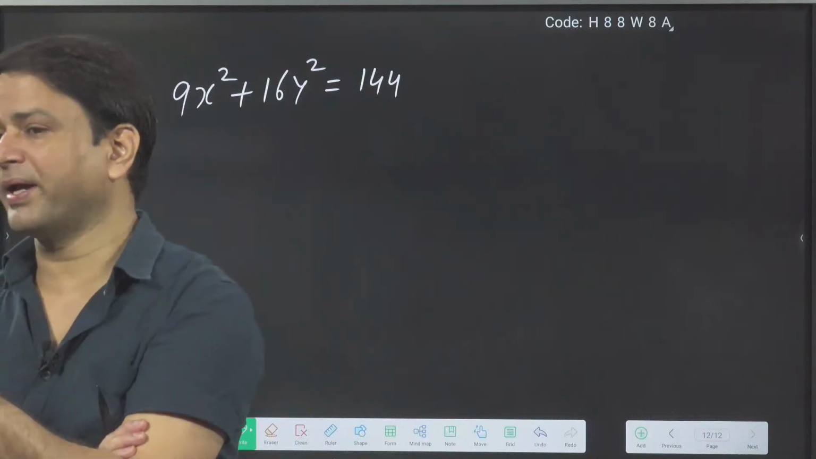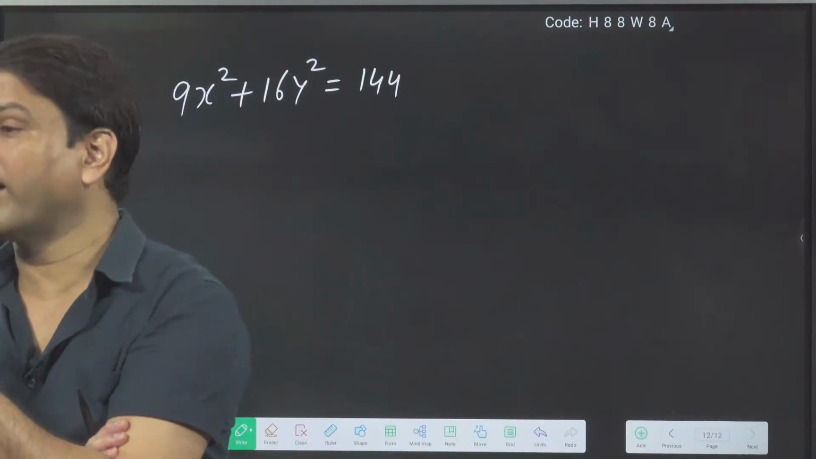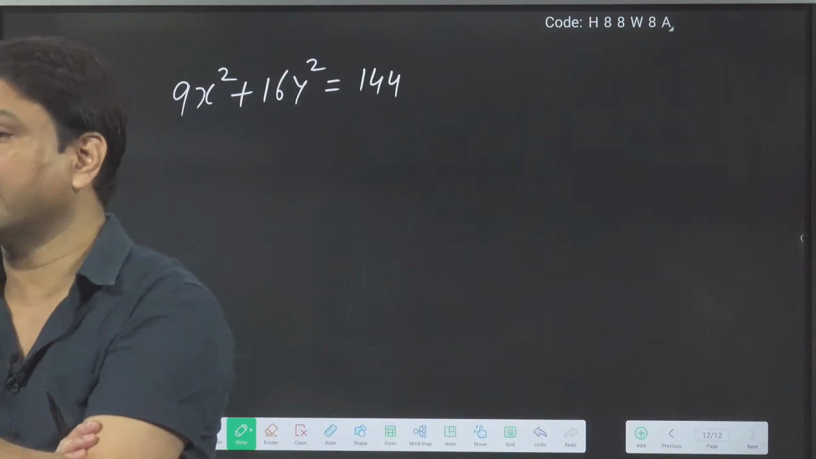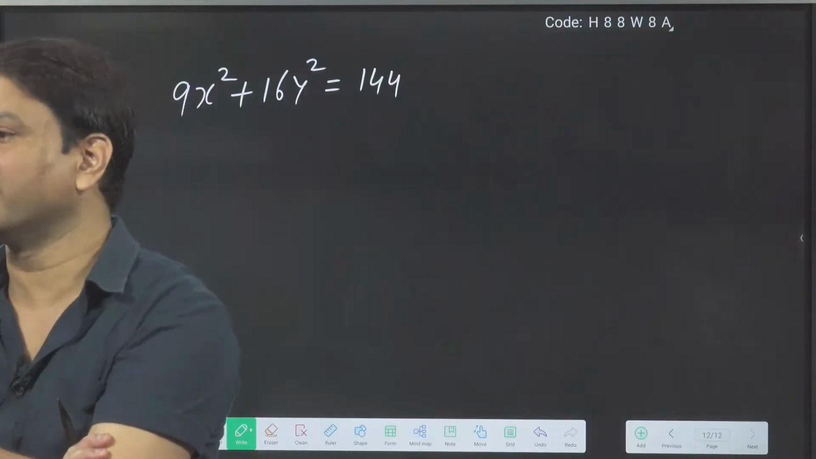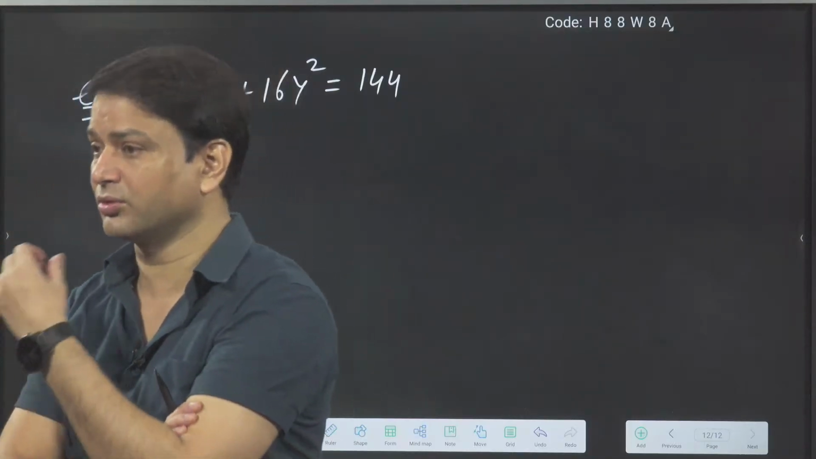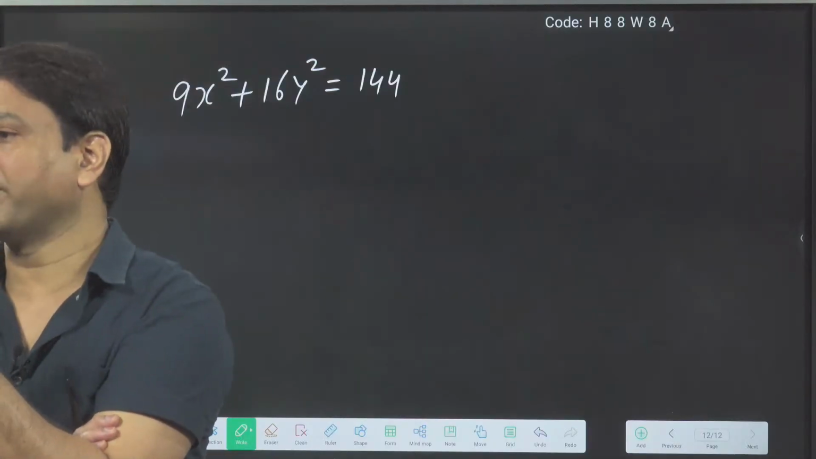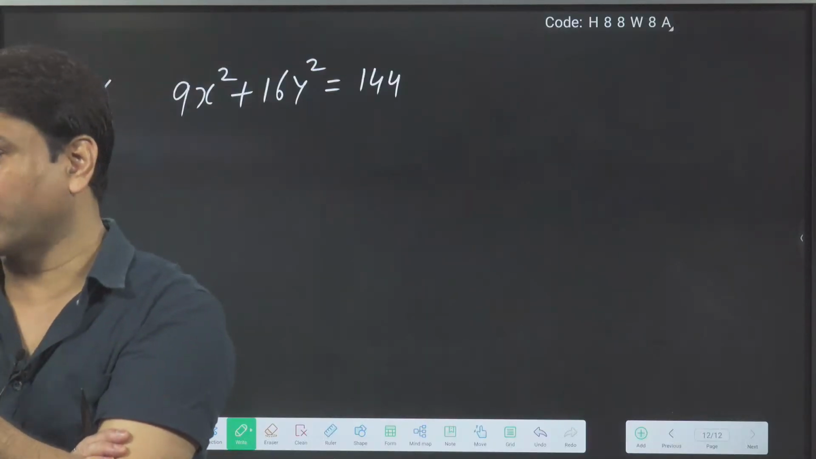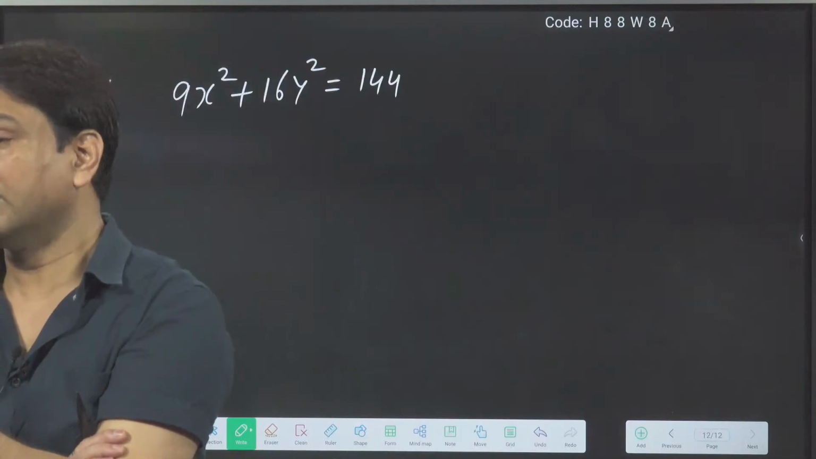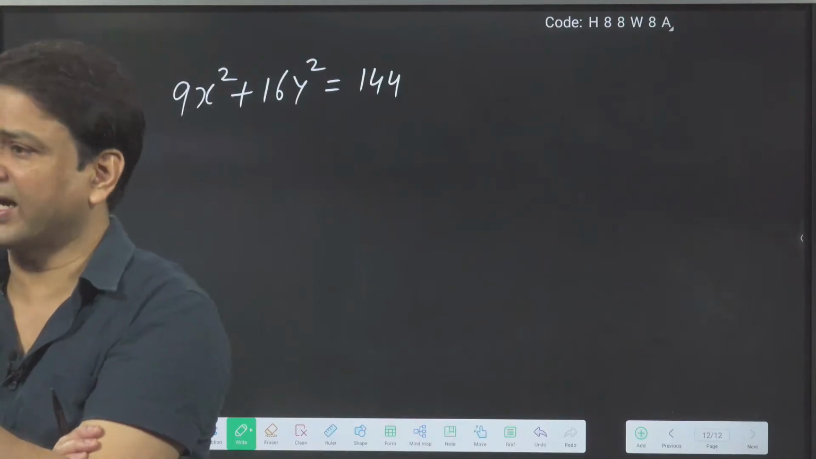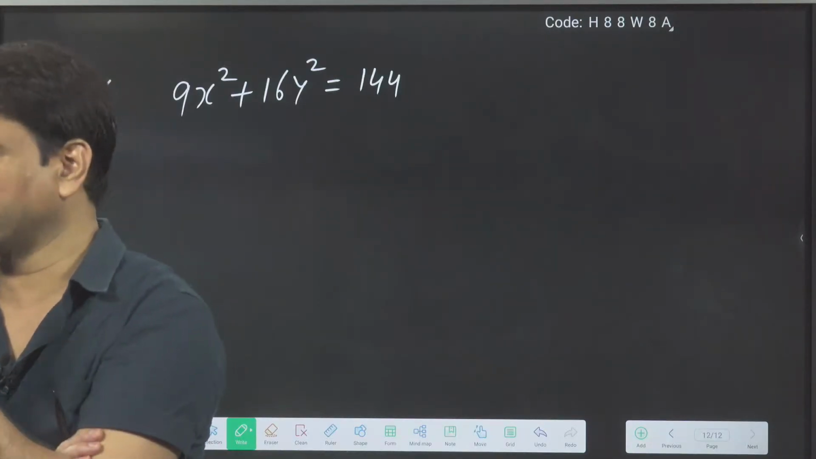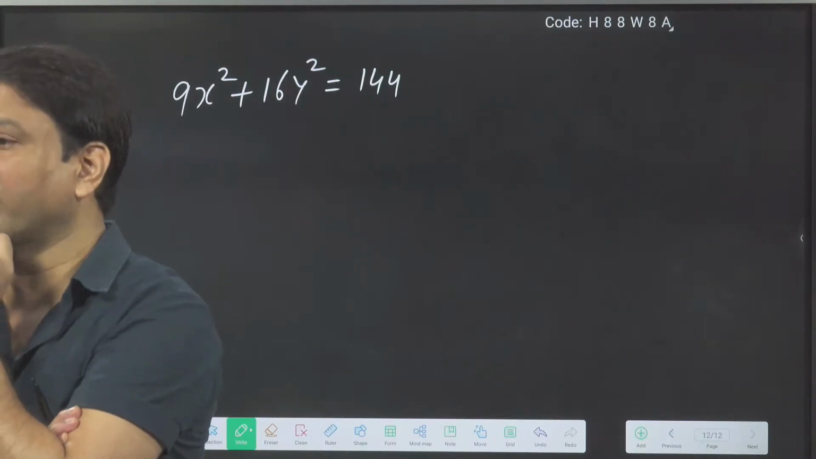When you want to compare any values, first you have to convert into the standard form. Then after that you can decide what the values are. Okay. Everybody getting or not? The standard form means x square by a square plus y square by b square is equal to 1. So on the right hand side I need 1. Then I can decide what the equation is. Right hand side here I gave 144.